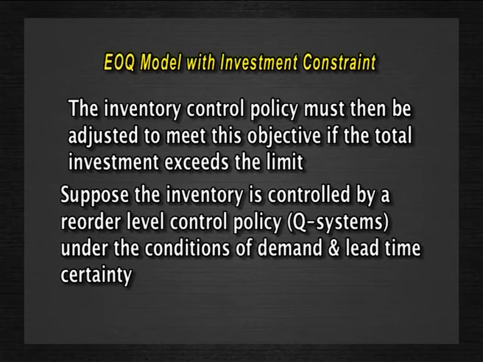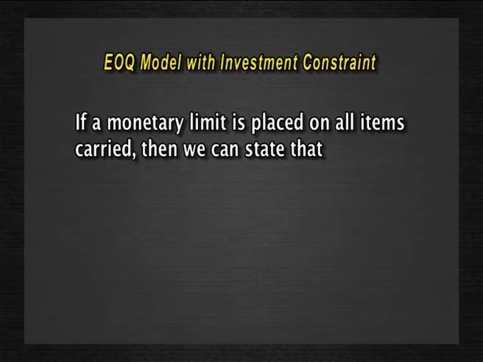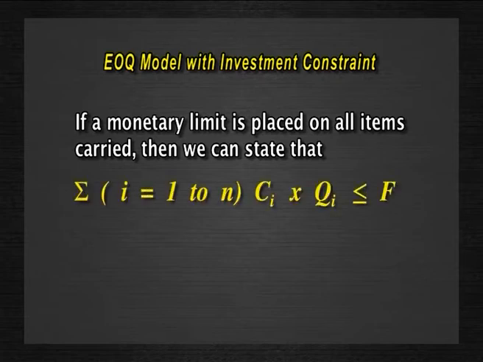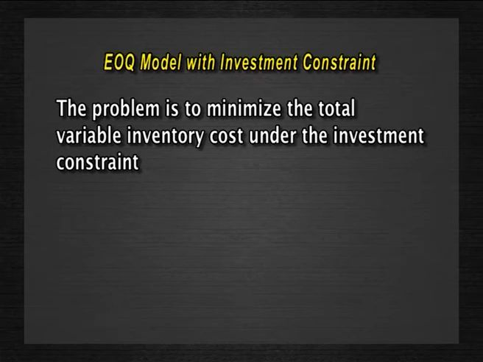Suppose the inventory is controlled by a reorder level control policy, that is Q systems, under the conditions of demand and lead time certainty. If a monetary limit is placed on all items carried, then we can state that sigma of i equal to 1 to n, Ci into Qi is less than or equal to F. The problem is to minimize the total variable inventory cost under the investment constraint.